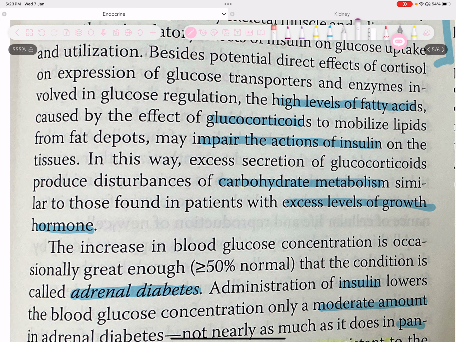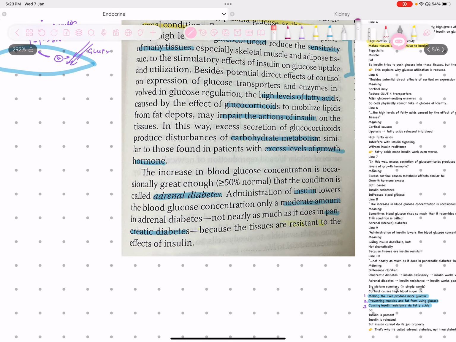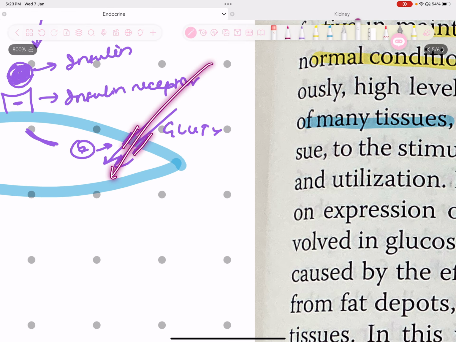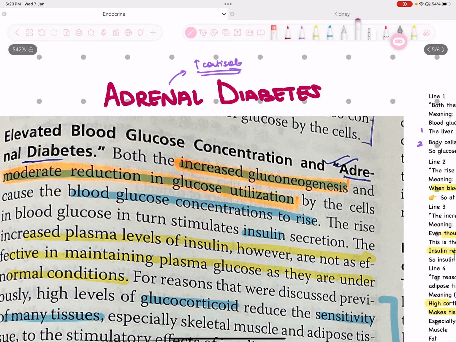So because of glucocorticoids, what is happening in summary? There will be disturbances in carbohydrate metabolism, and this will result in adrenal diabetes because blood glucose levels are high. And when there are no GLUTs here, this means the glucose cannot come in and the blood glucose levels are high. So in short, what happens in adrenal diabetes? Blood glucose levels are high because of excessive cortisol.